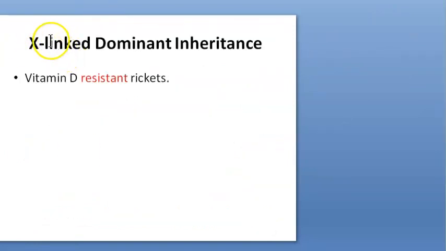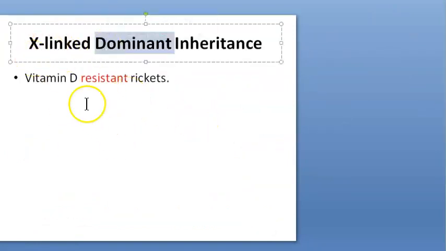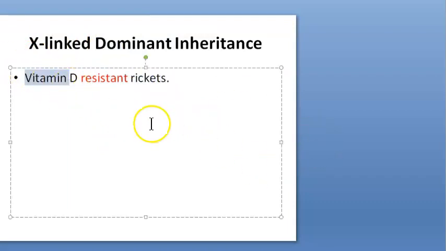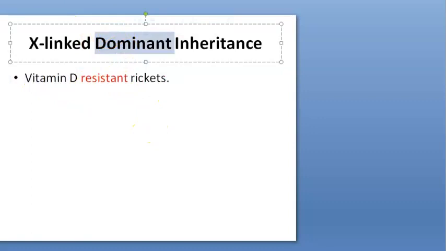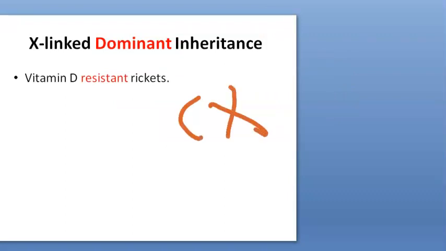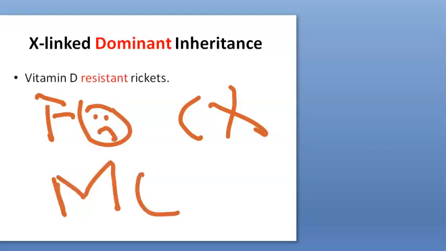You have a dominant condition also in this, called vitamin D resistant rickets. That means even if you give vitamin D, it's not going to help these people. That is a dominant inheritance, and dominants are always bad. We have not explained much about dominant, but what happens in dominants is there is no carrier state. The female will be affected, and the male with this gene will also be affected. There is no carrier condition. So that's about the X-linked dominant.